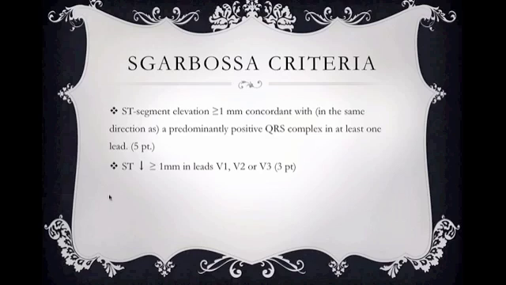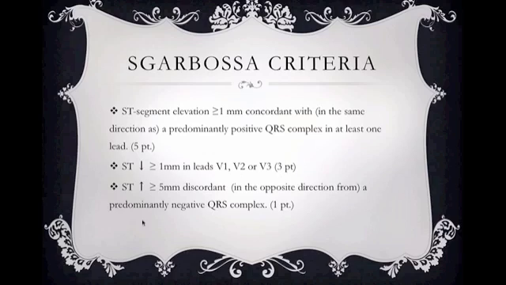All right. We have ST depression greater than or equal to 1 millimeter in leads V1, V2, or V3. That's worth 3. And then we have ST segment elevation greater than 5 millimeters that is discordant, in the opposite direction of the QRS. That is the too much of a good thing. But because the sensitivity is so low, Sgarbossa only gives that 1 point. You might have to look for voltage criteria, and we'll talk about that.